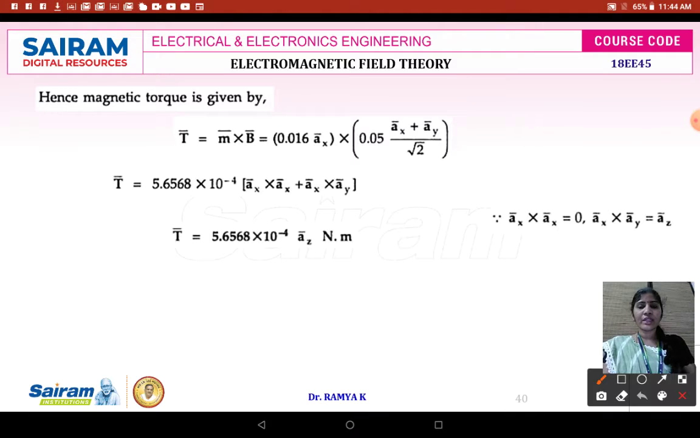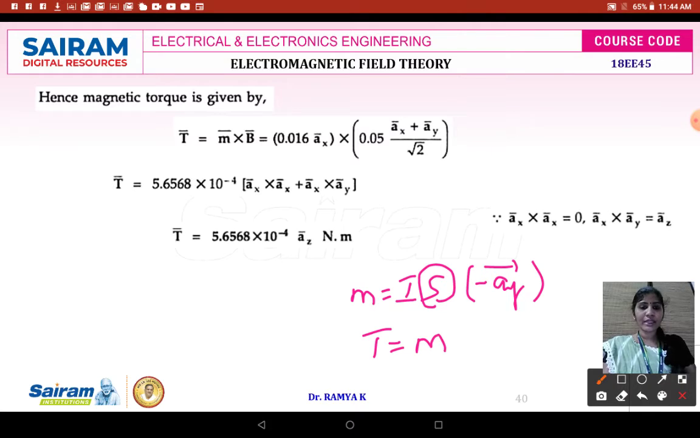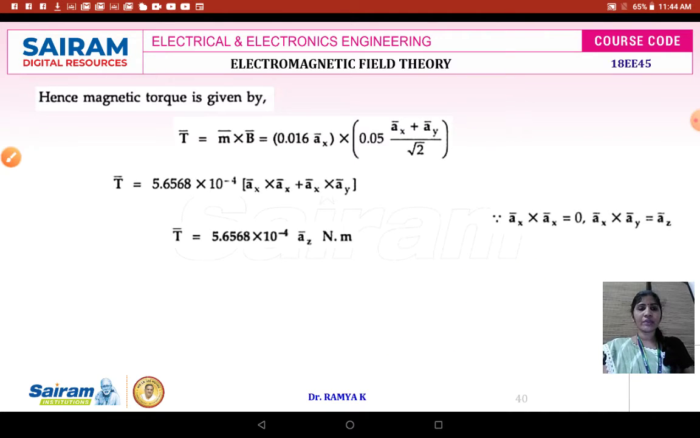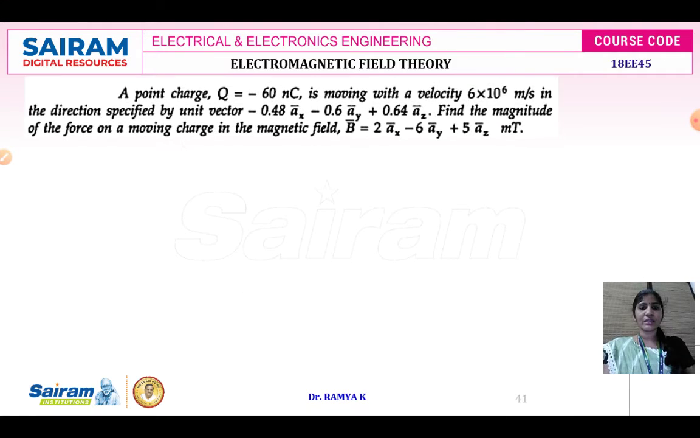After multiplying, we get the answer for the torque as 5.6568. To identify the magnetic dipole moment, the formula is m is equal to I into S, where I is the current and S is the surface area, and it is in the direction of the a_y vector. And torque T is equal to the magnetic dipole moment cross product with the magnetic flux density. This is how we identify the torque from the magnetic dipole moment and magnetic flux density.